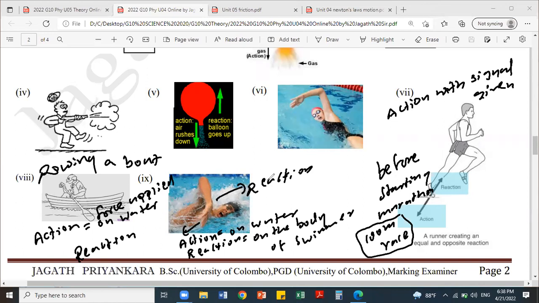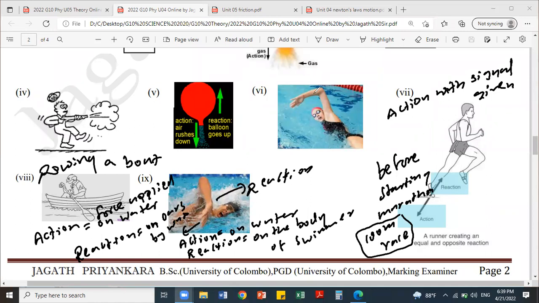So that is the reaction on the boat, on oars, the paddle, by water. Under rowing a boat, swimming, what are the other examples? Sending a rocket or sky crackers, a ball rebounding on the floor. Those are many examples of what? All these are Newton's third law. What is Newton's third law? For every action, there is an equal and opposite reaction.